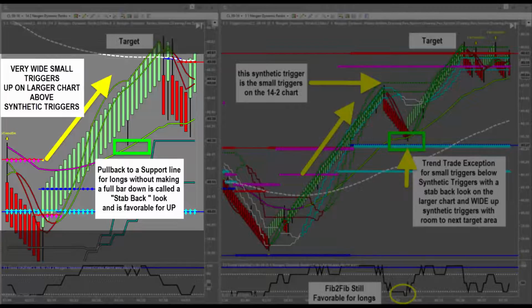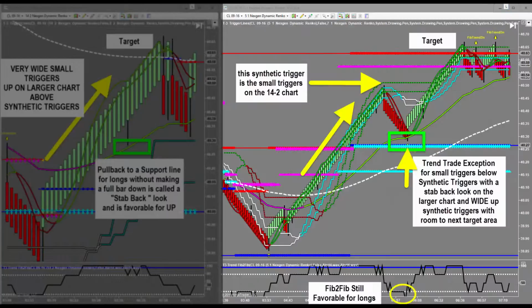So, what we're looking for on the large chart to help us out is a very wide, small trigger to the upside or downside as the direction dictates, well above your synthetic triggers, and the market to actually pull back and make a tail without making a down bar. And that's why we use the reversal bar marker on your chart, so you'll know exactly where that down bar is going to come from. So we want to pull back to the support line on our larger chart with our small triggers above us and going strong up. And this is the best look that we can use for a trend trade exception.